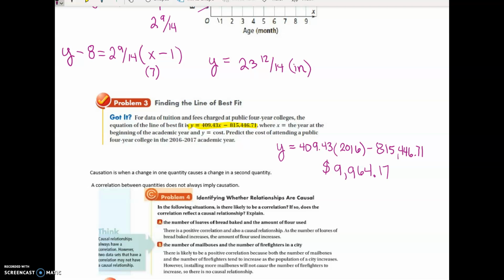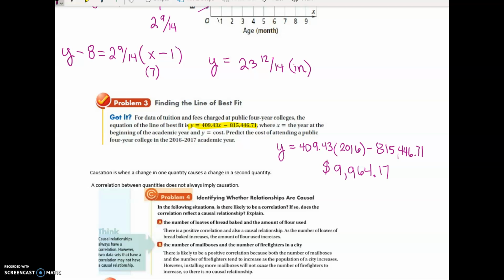So as we see here, when I plugged 2016 in for X, I ended up with $9,964.17. So that would predict the cost if it was the year 2016. Of course, we could put in the year that you start college, and that number would probably, of course, be higher. So that also, it just includes tuition.